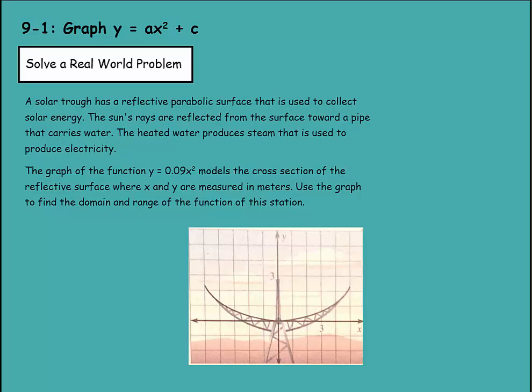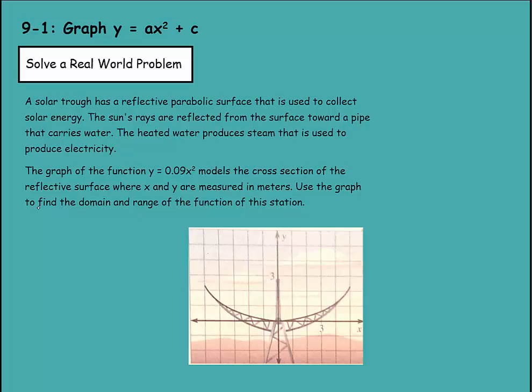Let's do a real-world problem. It says a solar trough has a reflective parabolic surface that is used to collect solar energy. The sun's rays are reflected from the surface toward a pipe that carries water. The heated water produces steam that is used to produce electricity. The graph of the function y equals 0.09 x squared models the cross-section of a reflective surface where x and y are measured in meters.